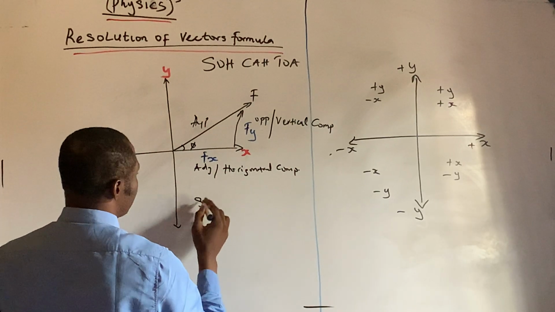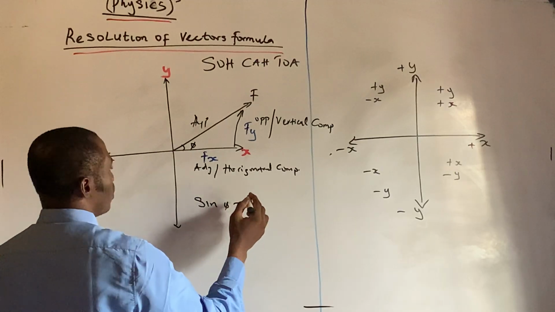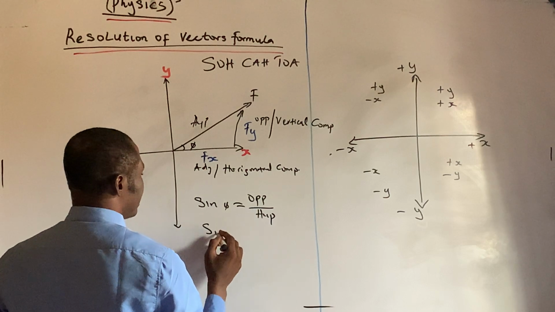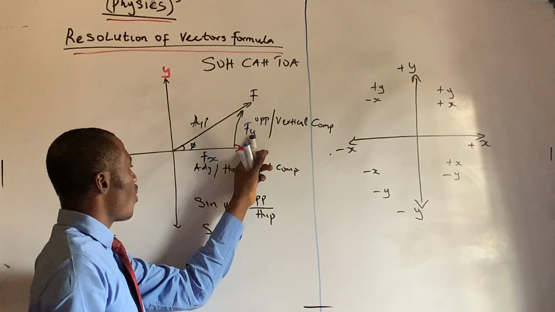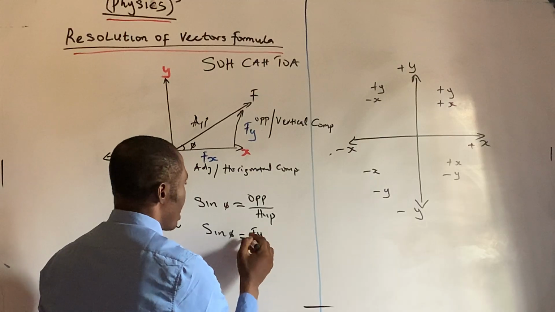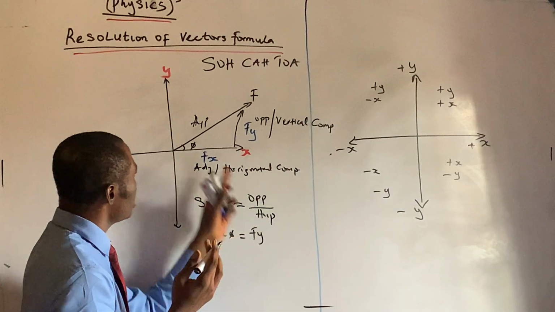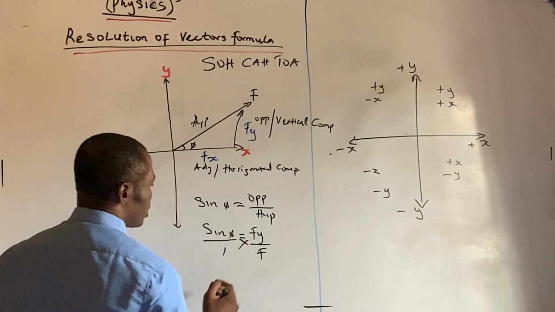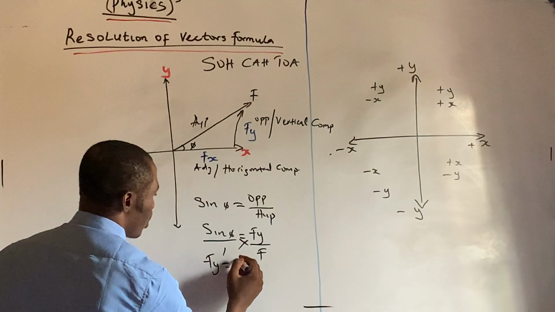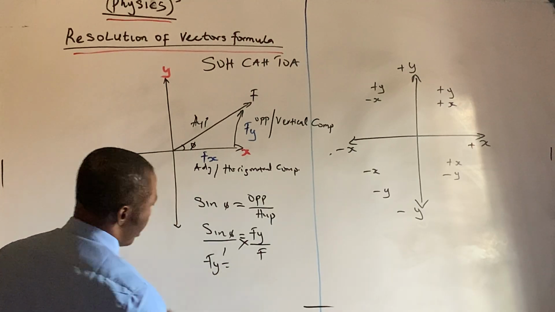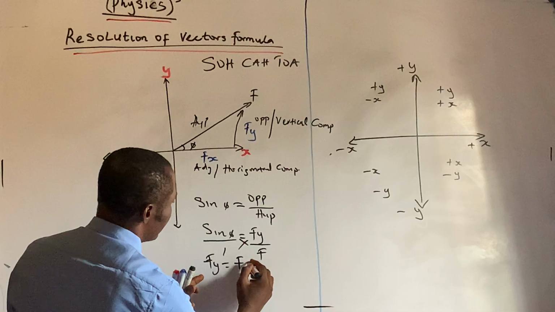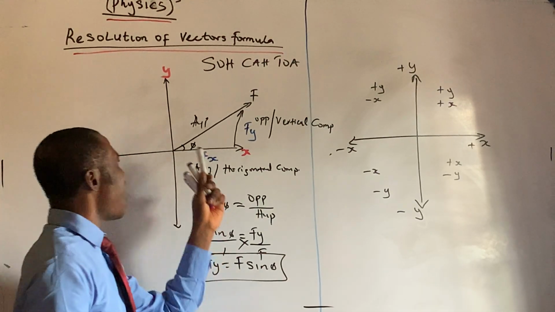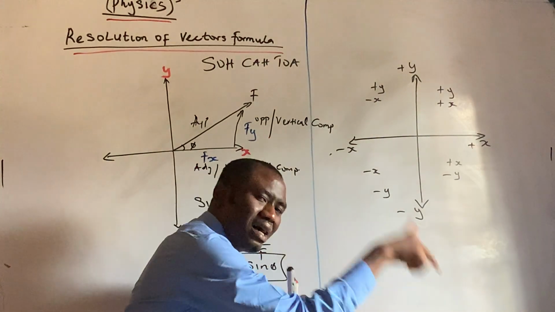Now, sine theta is equal to opposite over the hypotenuse. Where does the opposite fall? That is the f of y. And where does the hypotenuse fall? That is the f. So if I put a 1 here and cross multiply, f of y is equal to f sine theta. Now, this is the formula we use if the angle of inclination is towards the x-axis.